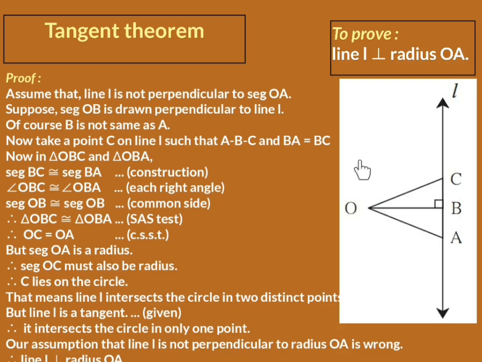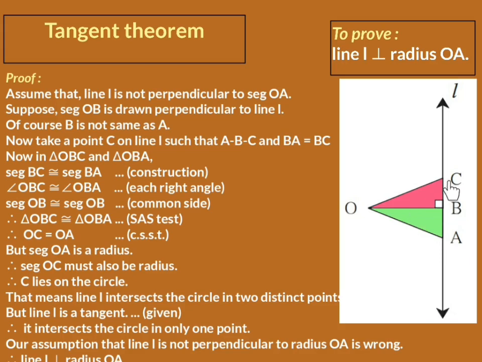BA equal to BC. Here again point C is only on line L, it is not on the circle. Point C is on line L. Point B is only on line L and point A is on both.